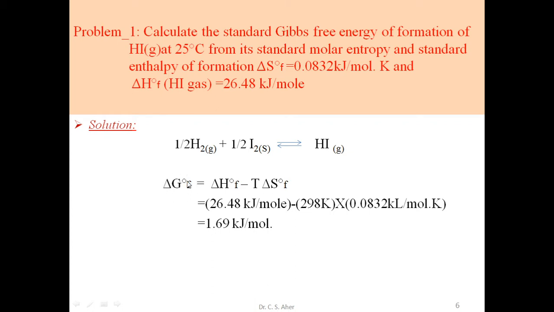Standard Gibbs free energy change of formation is equal to standard enthalpy change of formation minus T, temperature, into standard entropy change of formation. So these two values, delta H0 put here, delta S0 put here, temperature 25 we converted into 298 Kelvin. The delta H0 value for HI gas is also given, directly put this value here. So very straightforward problem. Multiply this and subtract from this value. The final answer is 1.69 kilojoule per mole.